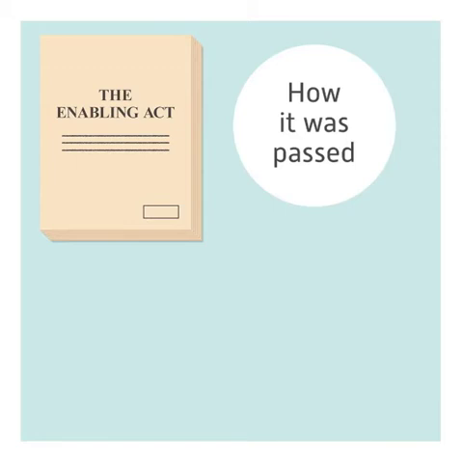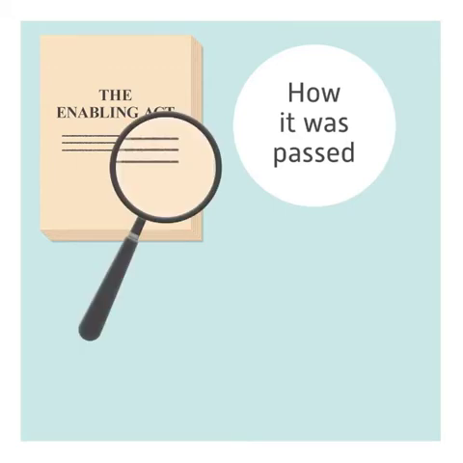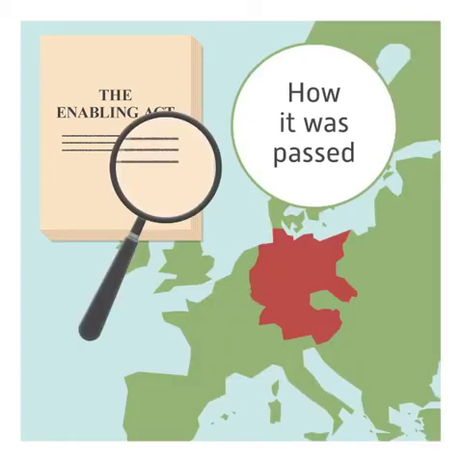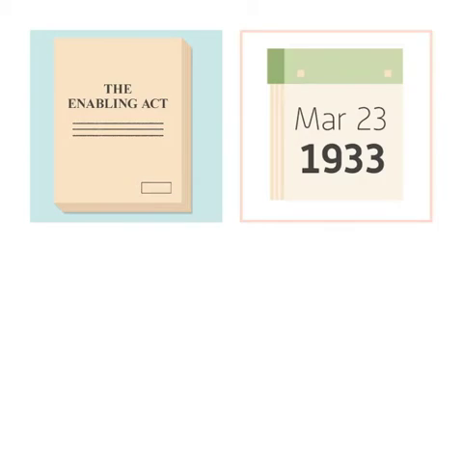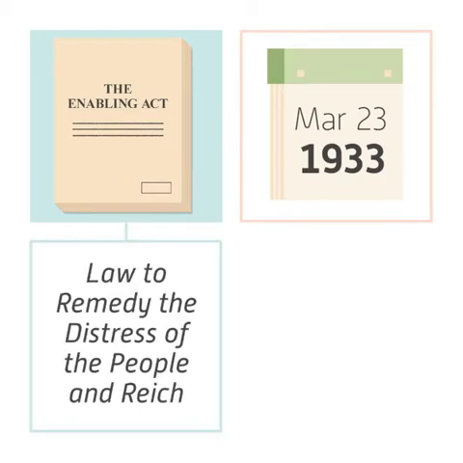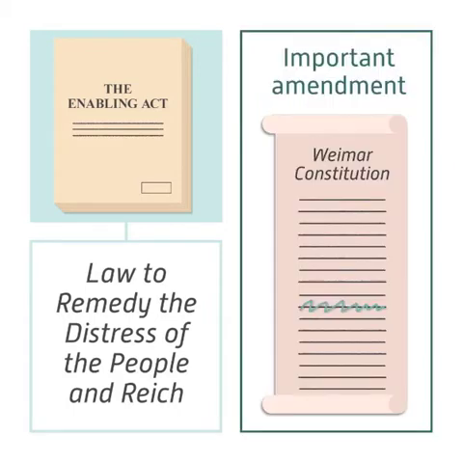In this pod, we'll look at how the Enabling Act was passed. We'll also look at the details of the Act and its impact upon Germany. The Enabling Act was passed on the 23rd of March 1933. Its formal name was the Law to Remedy the Distress of the People and Reich. It was an important amendment to the Weimar Constitution.